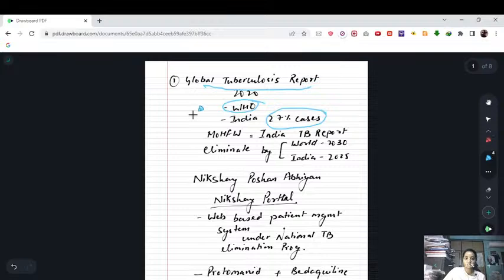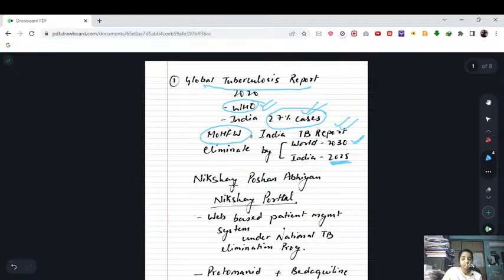So our first topic is the Global Tuberculosis Report 2020, which is issued by WHO. So this is important. India's tuberculosis caseload is 27%. The Ministry of Health and Family Welfare India gives the TB report, and we should know by when we are focusing on eliminating TB. For the world it is 2030, for India it is 2025.